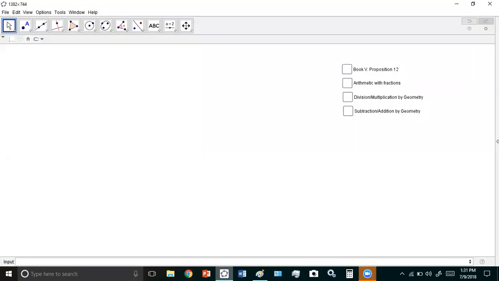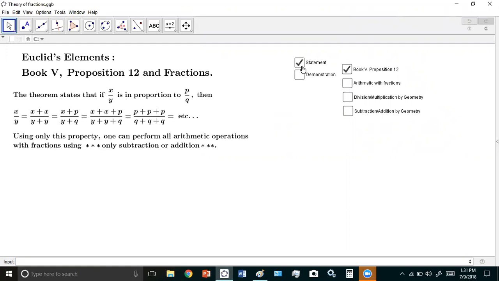So now, let's look at the proposition very quickly. The proposition says that if x over y is in proportion to p over q, then x over y is equal to p over q is equal to (x plus p) over (y plus q). And as long as we add the antecedents to the consequents, whatever we obtain will always be in proportion.